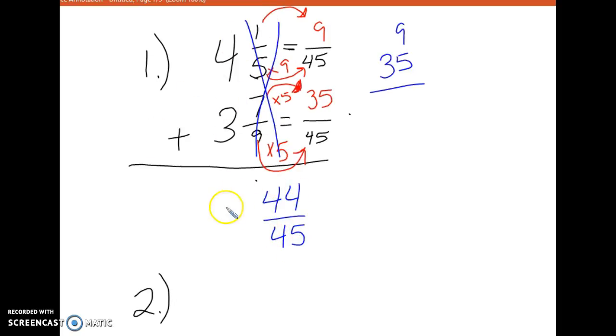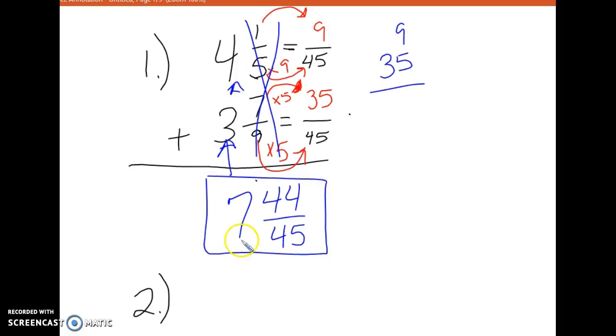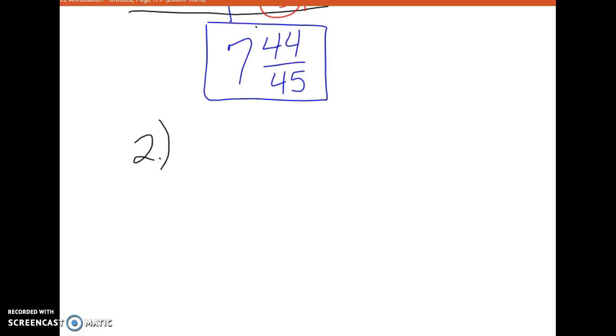4 plus 3, 7. We must never forget the whole numbers. Okay. And your answer was 7 44/45. How many of us got that right? Good. Okay.